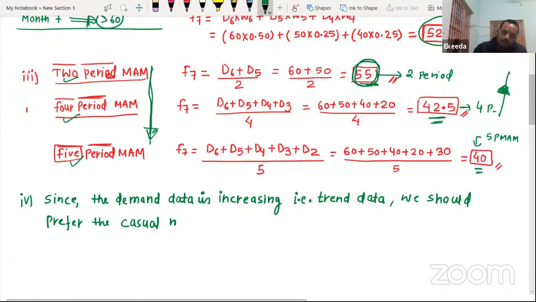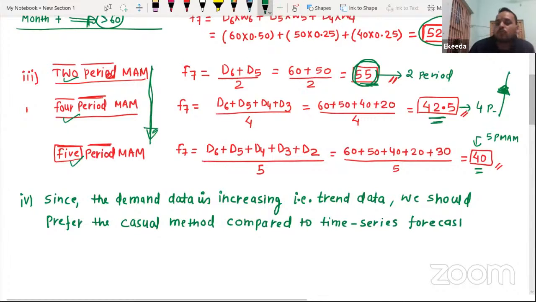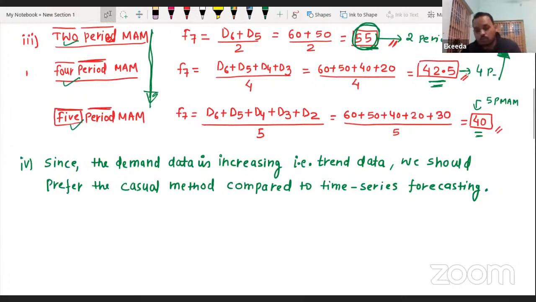Basically, the moving average method is a classification of time series analysis, and the second classification was the causal method. So since the data is trend data, we should prefer the causal method compared to time series forecasting. If they are asking what you should use, we should use the causal method as compared to time series forecasting.